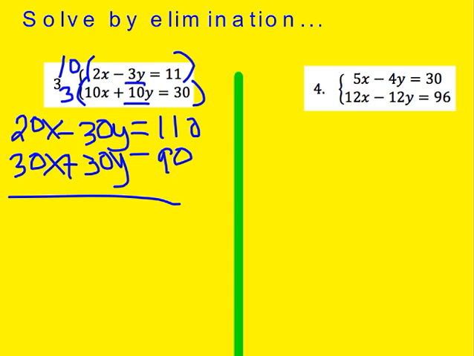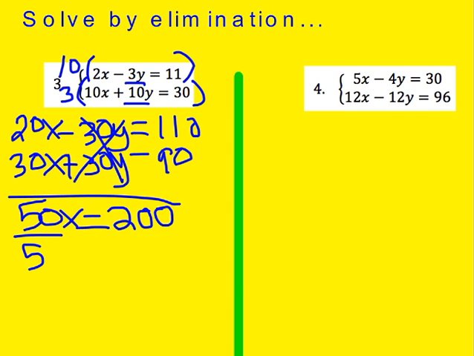So then I can go ahead and add down the columns because these are going to cancel out. So 20x plus 30x is going to give me 50x. 110 plus 90 is going to give me 200. So now to solve for x, I'm going to divide both sides by 50. So here I end up getting that x is equal to 4. So we're going to need to remember that as we go into the next part of the problem.